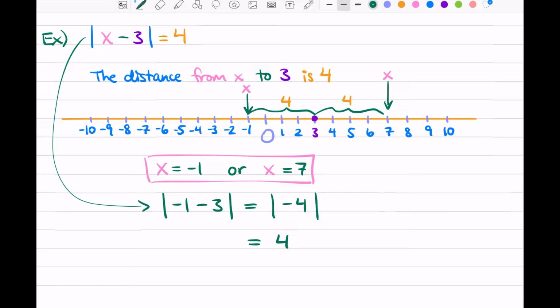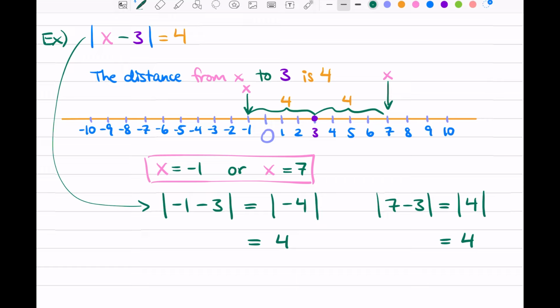Let's check our second solution of x equals 7. So we'll have the distance from 7 to 3. So on the inside, 7 minus 3 is 4. And our absolute value symbol is happy. We have the positive difference on the inside. So the absolute value of 4 is 4. And that's what we wanted. That satisfies our clue at the top.